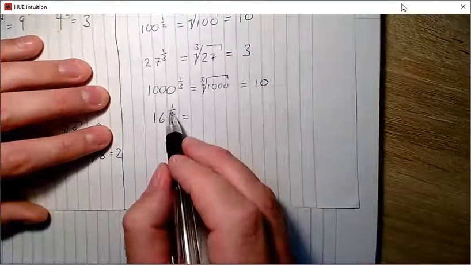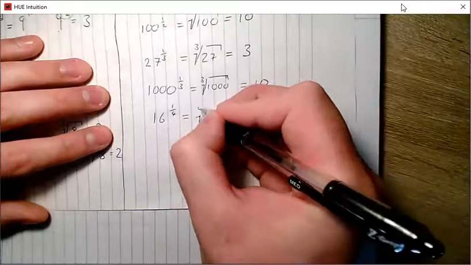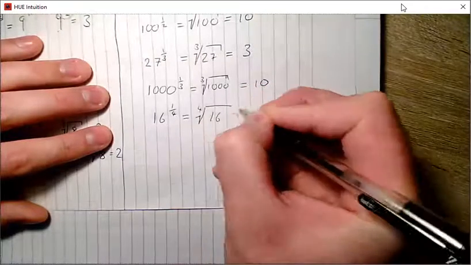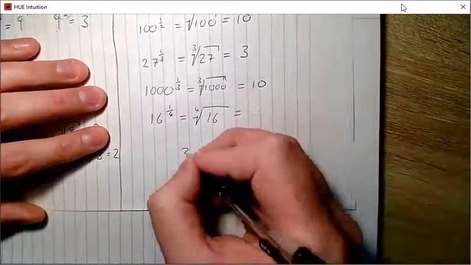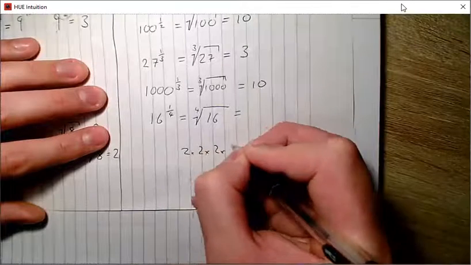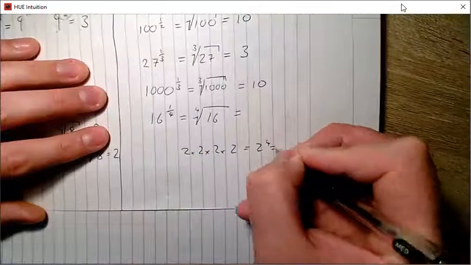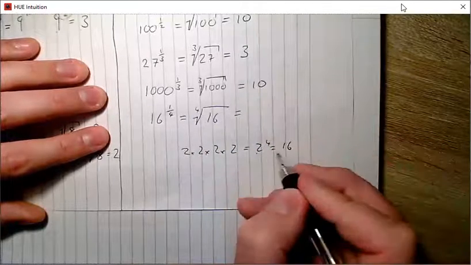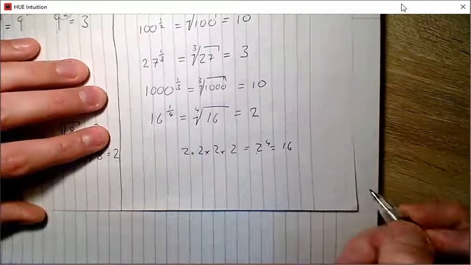16 to the power of 1/4. Well, that means the fourth root of 16. What do I mean by the fourth root? Well, 2 times itself 4 times, or 2 to the power of 4, gives 16. So 2 is the fourth root of 16. The answer there is 2.